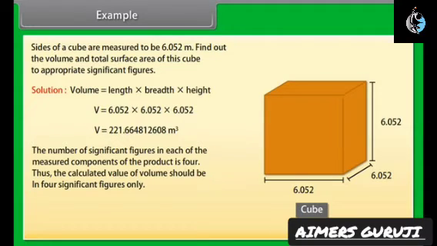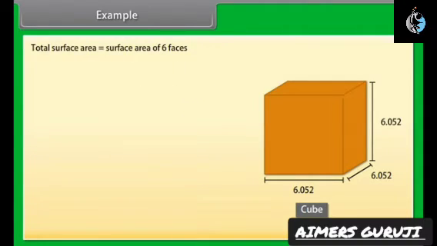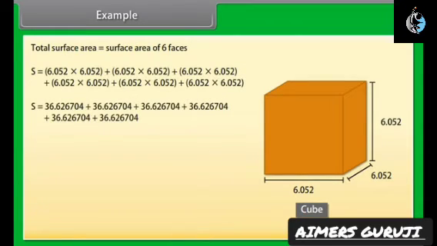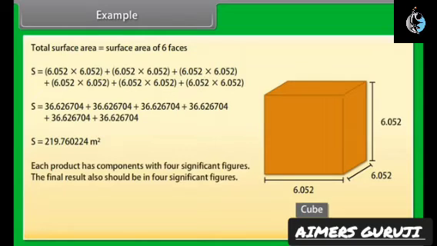Thus, the calculated value of volume should be in 4 significant figures only. Thus, V is equal to 221.7 meter cube. Total surface area is equal to surface area of 6 faces. After calculation, we get S is equal to 219.76 meter square. Each product has components with 4 significant figures. The final result also should be in 4 significant figures. Thus, S is equal to 219.8 meter square.